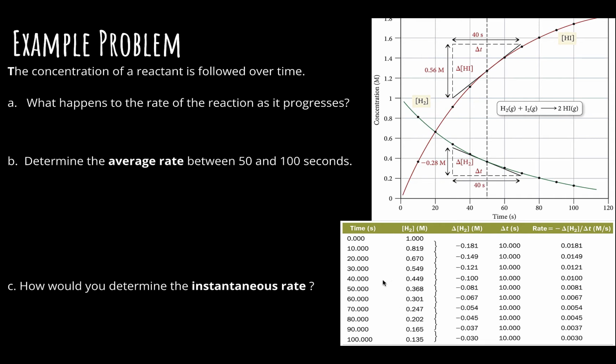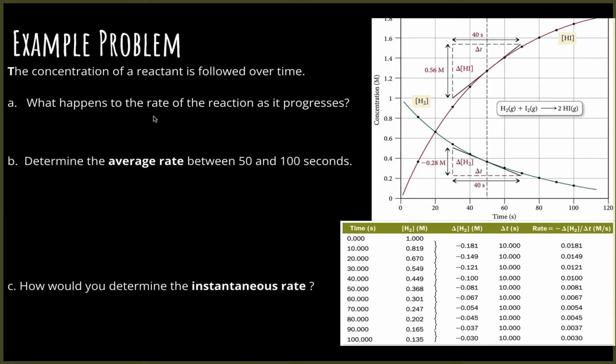For this one, we have a data table, and the part of this data table that we're concerned with is just these first two columns. You can see what's happening to H2 as time progresses. First of all, we do notice that it's decreasing, and it's decreasing pretty significantly in the first few seconds, but then it slows down as it gets towards the end of the time that's given here. As we're looking at this first question, it says, what happens to the rate of the reaction as it progresses? And like we just said, we would say that it slows down.